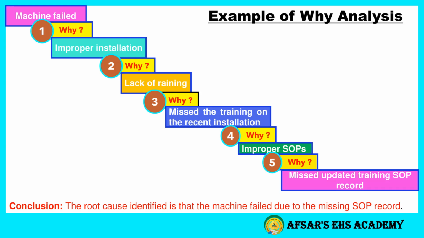The fourth why is why the training was missed: due to improper SOPs. The fifth why is why the SOPs were not updated: the updated training SOP record was missing. The root cause identified is that the machine failed due to the missing SOP record.